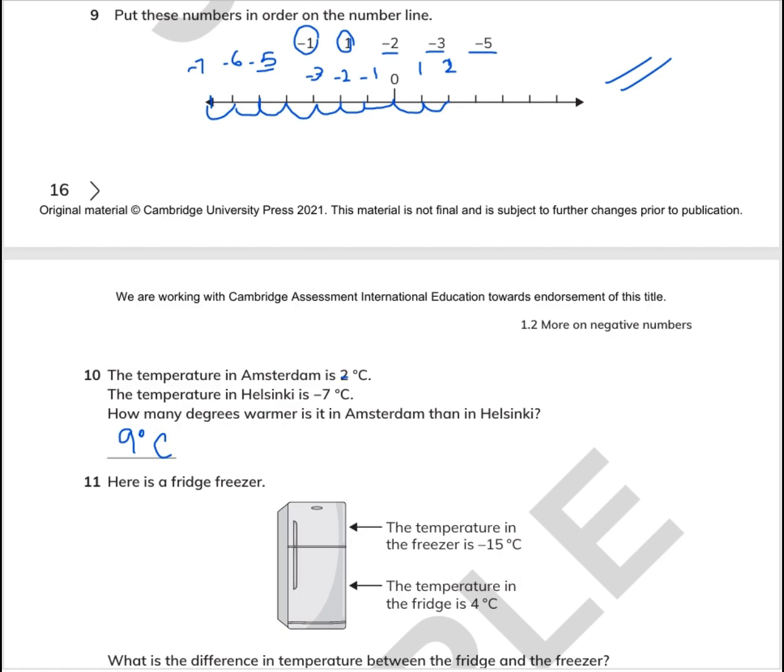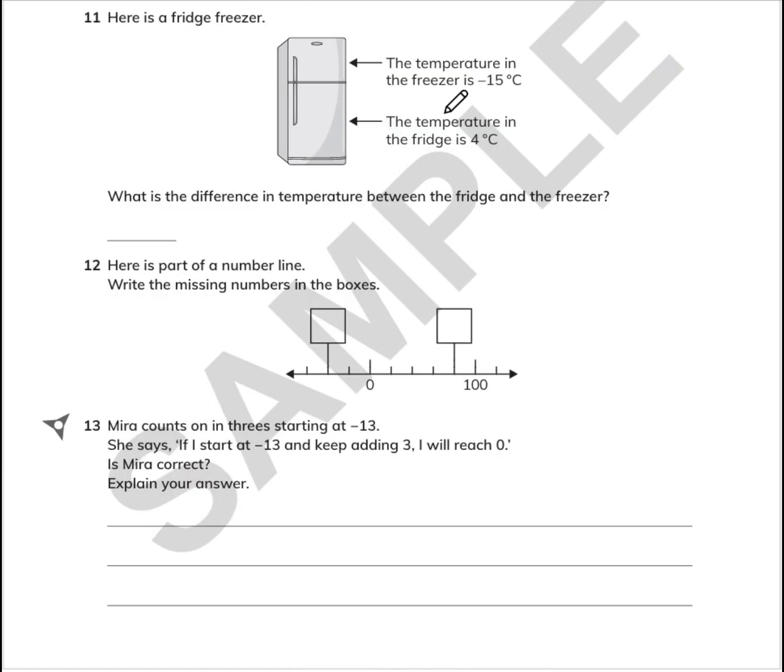Now the next question is a fridge freezer. The temperature in the freezer is -15 degrees centigrade. The temperature in the fridge is 4 degrees centigrade. What is the difference in temperature between the fridge and the freezer? Okay, so there are two ways. Either we can use number line. I have just told you how you can use number line. There is one more way. From -15, when we go to 0, the difference will obviously be 15 numbers. And then from 0, when we go to +4, the difference will be 4 numbers. So 15 plus 4 will be 19.